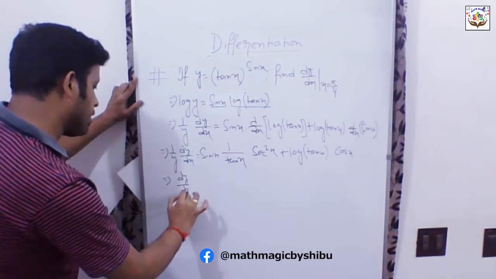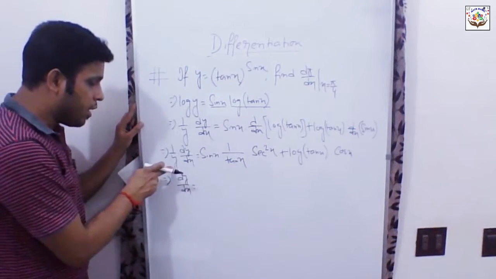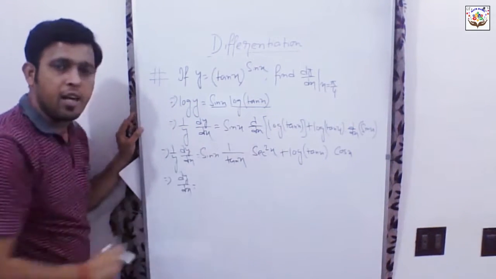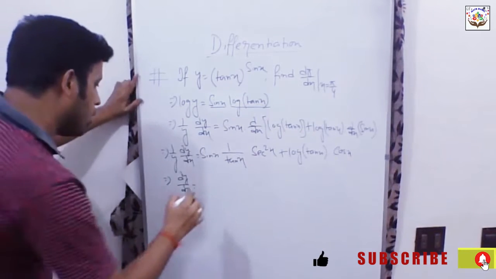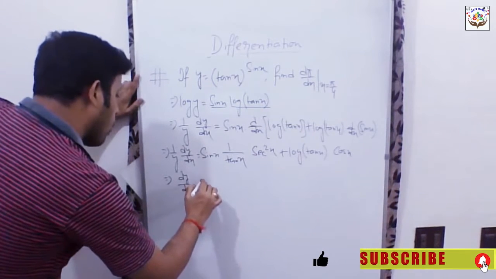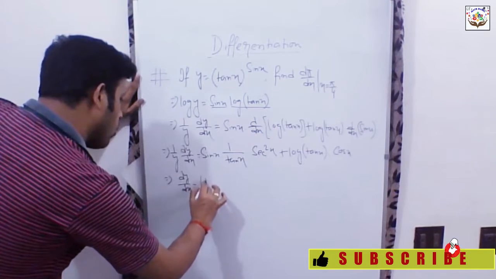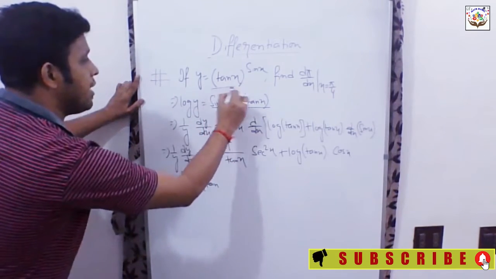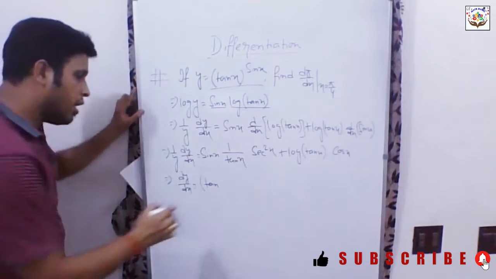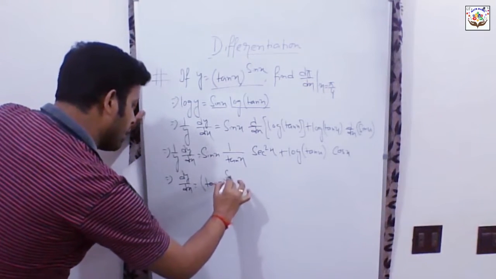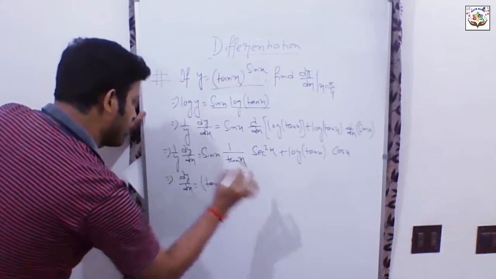dy/dx equals, let us multiply this y to the right hand side as a cross multiplication. So y would be here, and we know y equals tan x to the power sin x. So let us replace the value of y here directly: tan x to the power sin x.